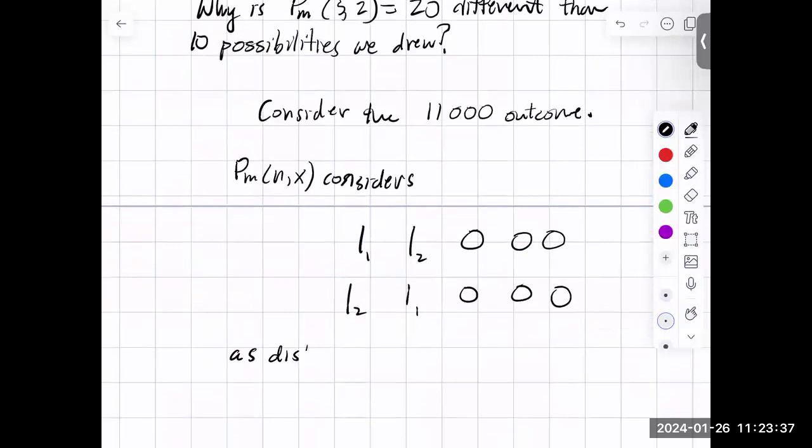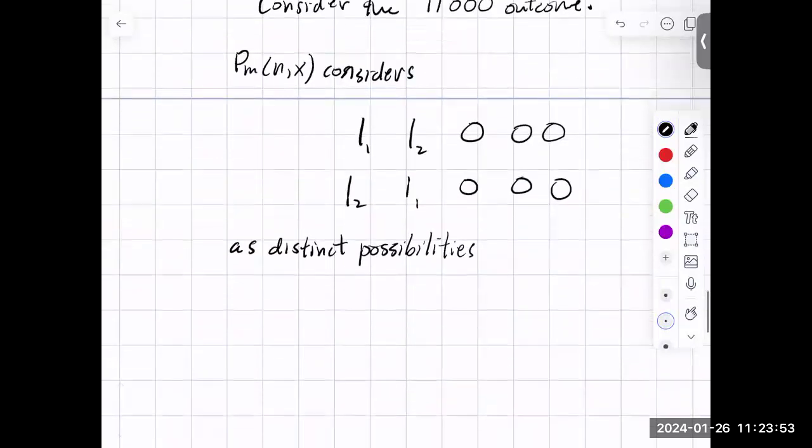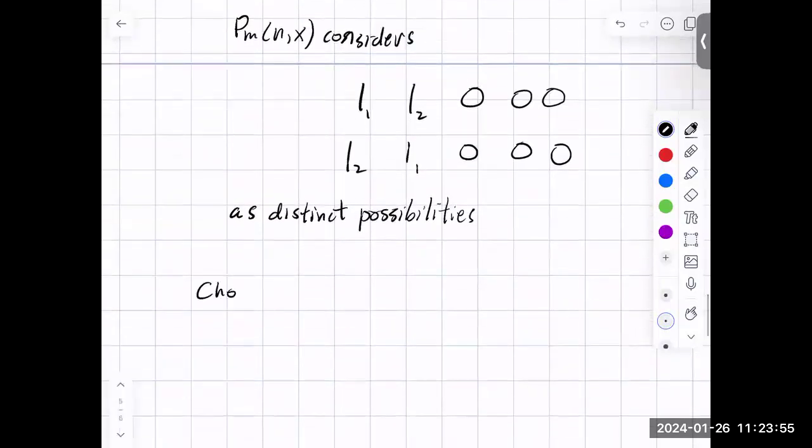No, so in the binomial distribution, what we're doing is we're selecting X from N objects. And so it's how we select the X that matters. Okay, so in other words, choosing coin 1 first or second is distinct.